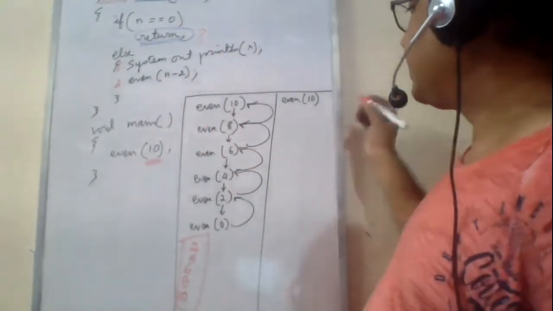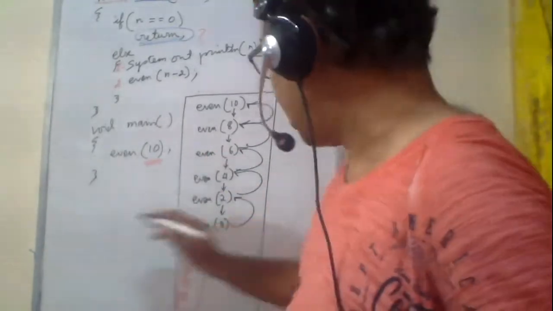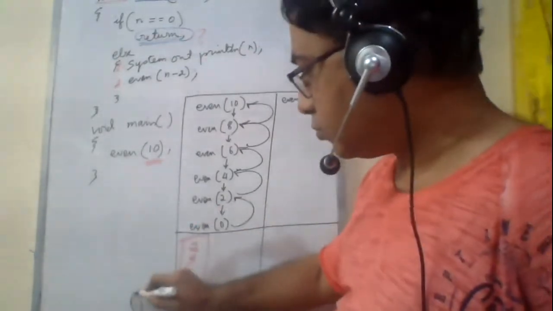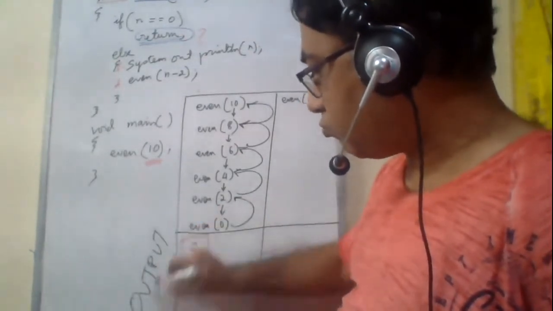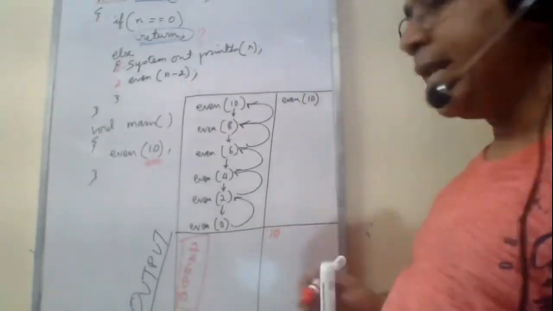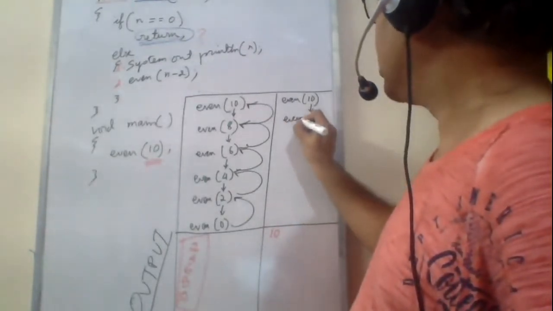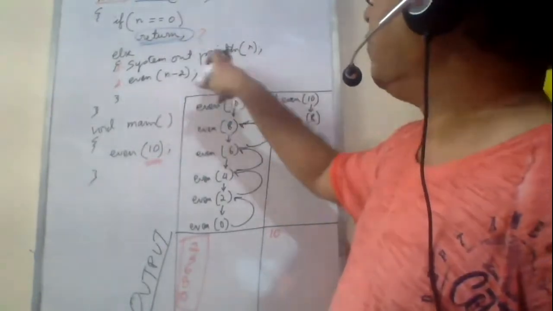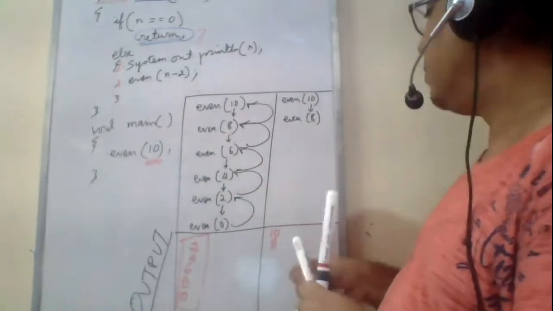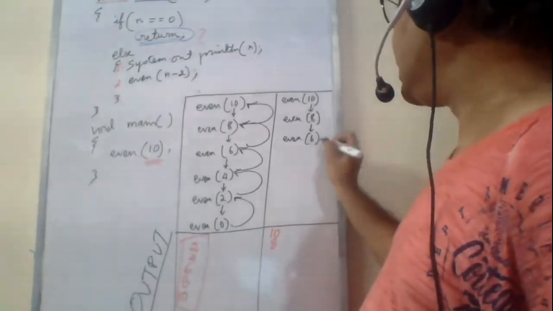So what happened? If this is, let me select the output box. Suppose this is your output box. Here it is your output box. So what happened? Even 10 will print 10. Then it will go to call even 8. It will come in even 8. What it will do? Even 8 will print even number 8 and it will call even 6.